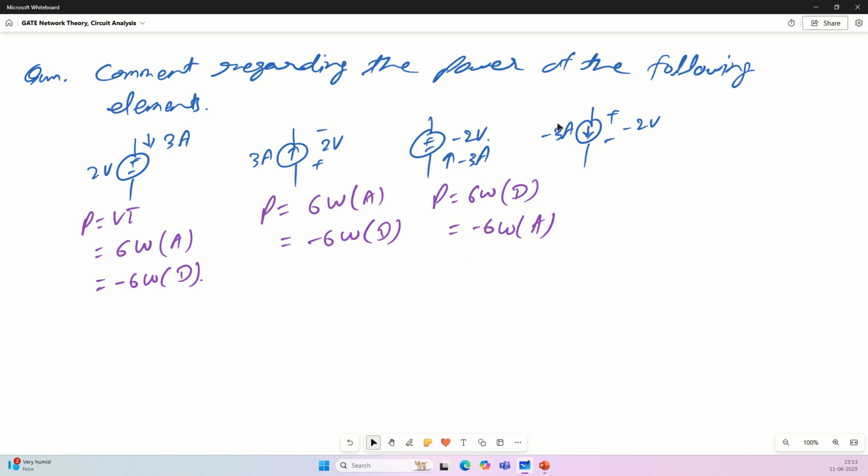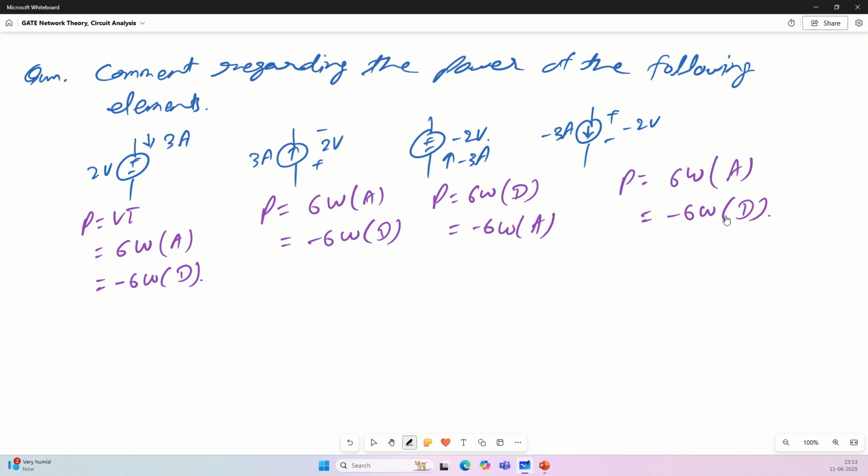Last one, can you tell me? 3 into 6, again the power will be minus 2 into minus 3, that is 6 watt. Now you talk about whether it is absorbing or delivering. So it is entering from positive terminal, so it is absorbing. Very simple. So that can be written as minus 6 watt delivering. So this is the concept, or this is the understanding that you must have to solve any kind of question.